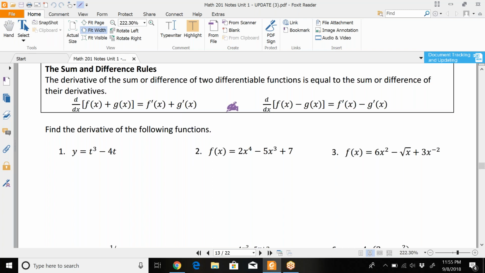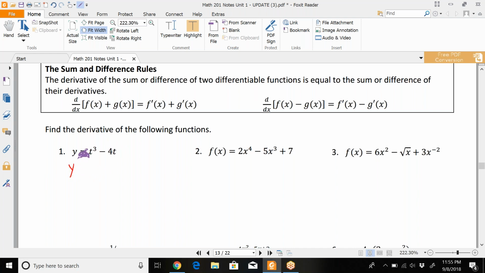All right, this is a video of some of the examples that we, I believe, skipped over in the section on the sum and difference rules for derivatives. So we did a few of these in class, but like I said, we skipped some. So we're looking at finding the derivative of y equals t cubed minus 4t.